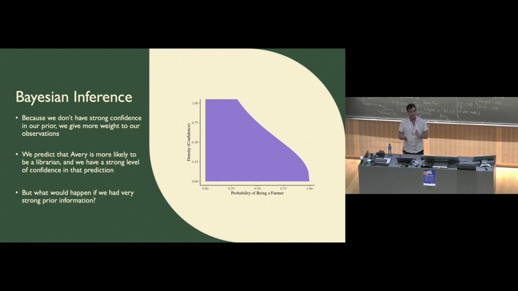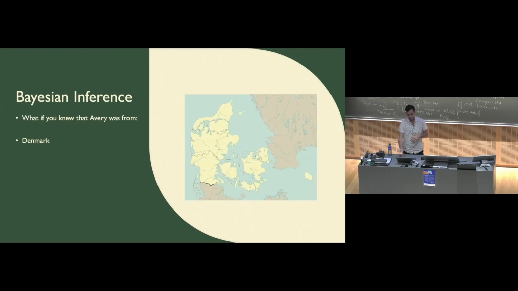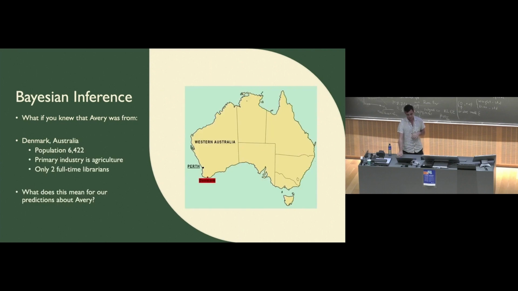So this then raises another question. What would happen if that prior information was influential? What if we did have a lot of certainty in our prior? What would that look like? So you might be saying, well, if someone grows up in the city, they're really not likely to be a librarian, really not likely to be a farmer. So what if I told you that Avery was from Denmark in Australia?